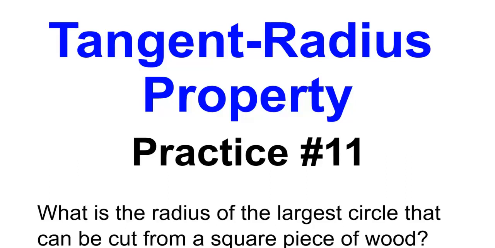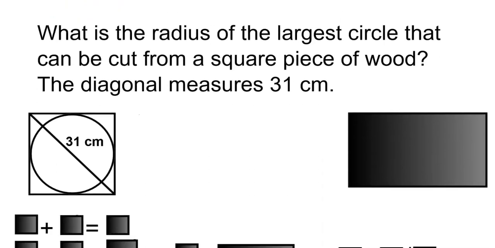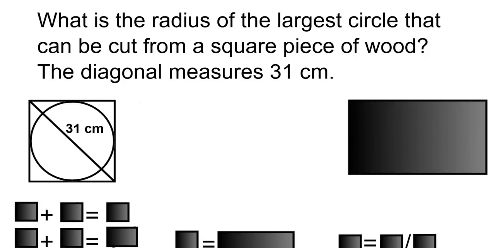Tangent radius property, practice number 11. What is the radius of the largest circle that can be cut from a square piece of wood? The diagonal measures 31 centimeters. The example is there on our left.